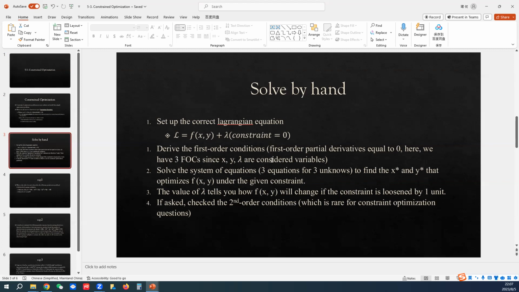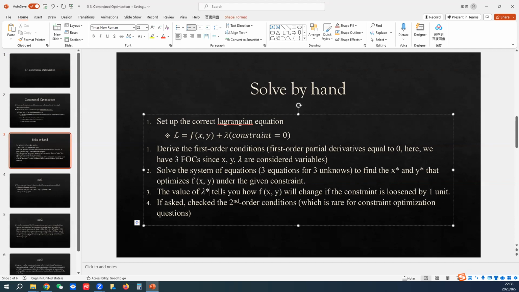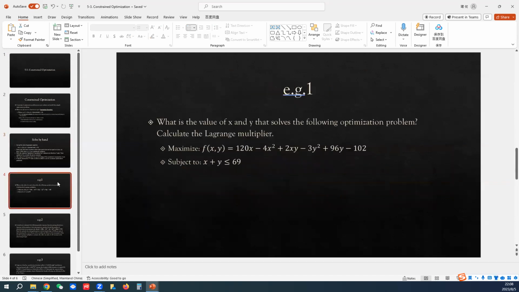Okay, so we have a system of 3 equations for 3 unknowns, and we can solve for x star, y star, and lambda star. And the value of lambda star actually tells you how the value of the function of your target will change if the constraint is loosened by 1 unit. If asked, we check the second order conditions to ensure you are maximizing it, but I will not ask this for this class.